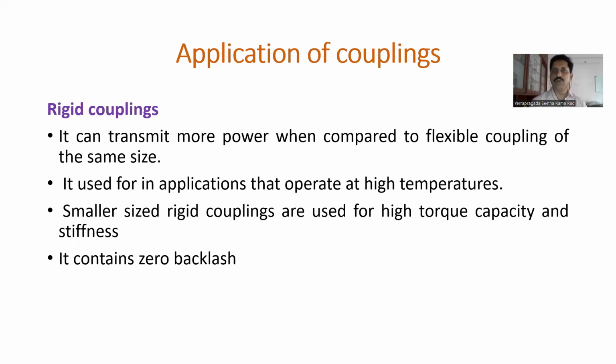These are used to transmit more power as compared to flexible couplings of the same size, and these are used for applications where the machines are operating at higher temperatures, say a compressor or the turbine or the pump here. In order to connect the propeller shafts in jet engines, we are using couplings here. And in automobiles, and trucks to connect the two shafts, we are using them. And the smaller size couplings are used for high capacity and stiffness. These are the applications of the coupling, which does not have any kind of backlash between the machine elements.